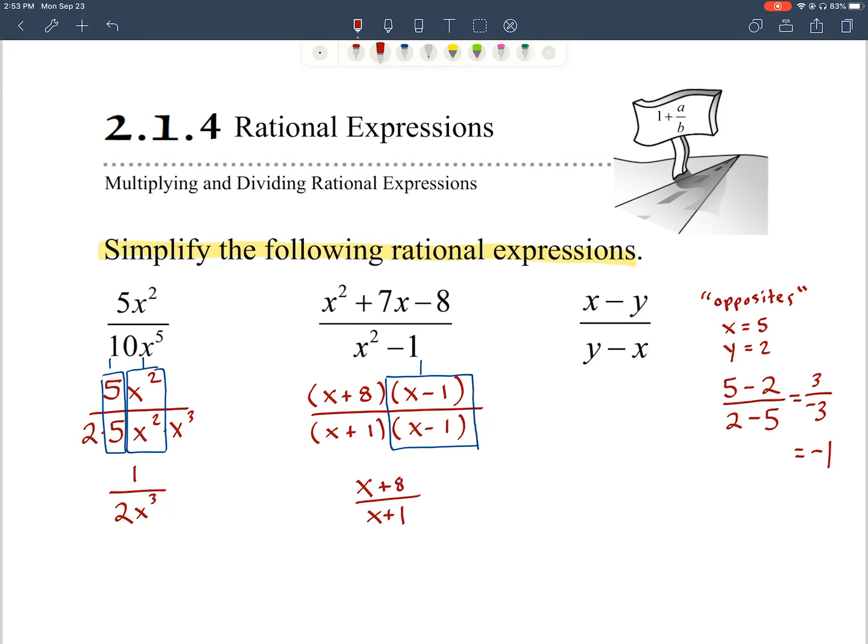So anytime that we have opposites, we have x minus y, and the opposite of x minus y would be y minus x, it's always going to end up equaling negative 1. So this has a value of negative 1.